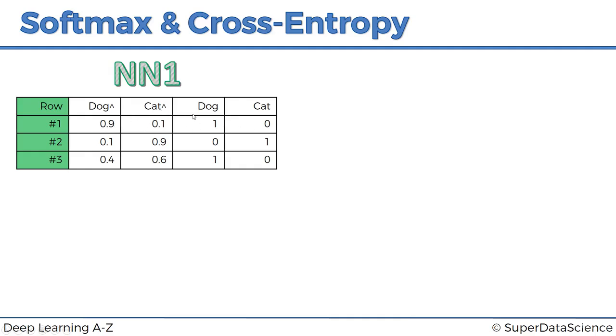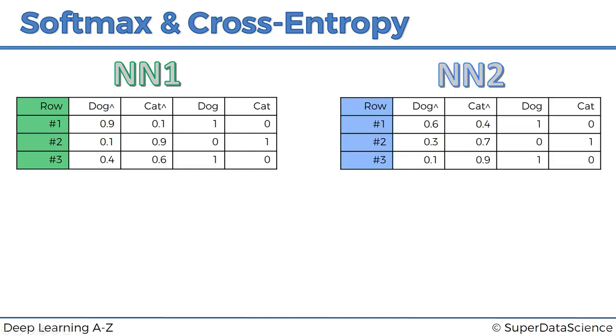So those are the hat variables. And then you have the actual values. So dog correct, cat incorrect. Same thing for image number 2, and same thing for image number 3. And same for neural network number 2. So dog 60%, cat 40% in the first image. That's what it predicted. The correct answer was dog, not a cat, and so on.